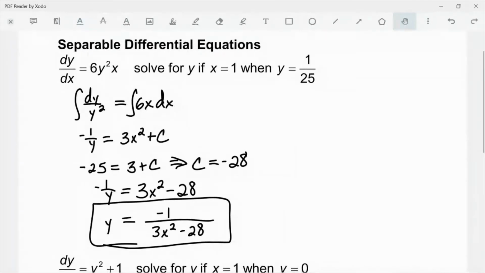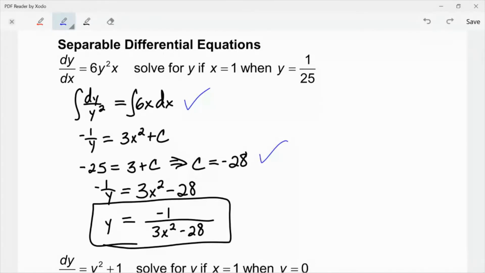Okay, so remember, you've got two ways to check that. You can plug in x is 1 and make sure you get y is 1/25. Also, if I take the derivative, it should simplify down into 6y squared x. So that would be a little bit of work on this one because we've got a more complex differential equation. But if you really wanted to, you could check the answer. Just note, as always, I showed the separation of variables. I showed where I solve for my c. I showed where I solve for my y. So all of those key things that I have been mentioning, those are still there.